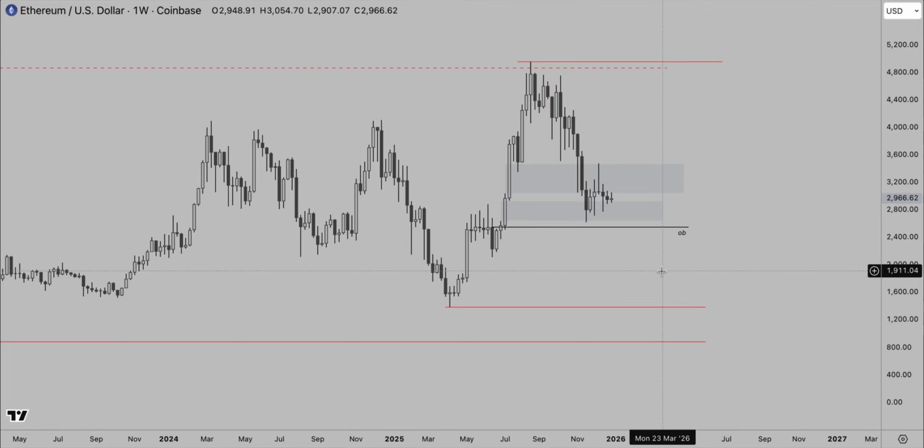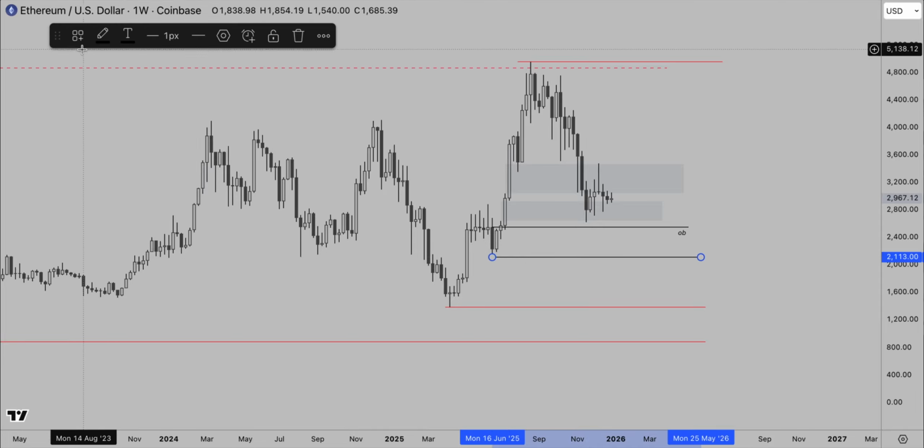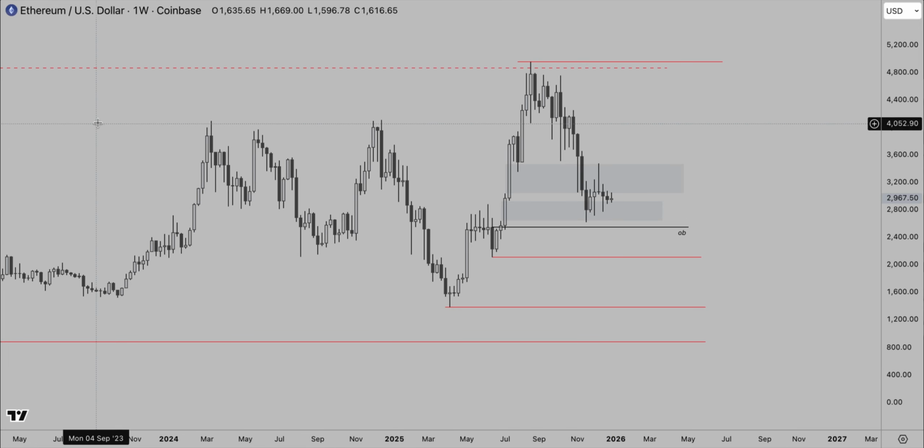What else can we see? We can see liquidity in key areas, key swing points. So let's mark those on as well. We've got this swing point down here, so we can mark that on with high time frame liquidity.